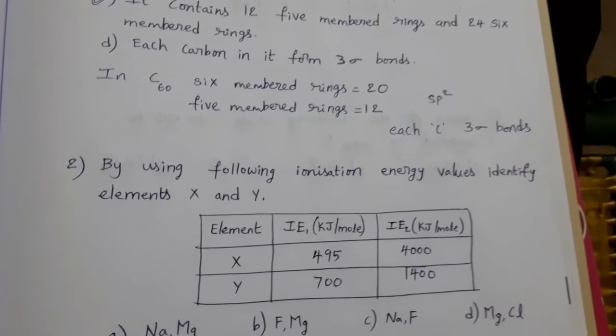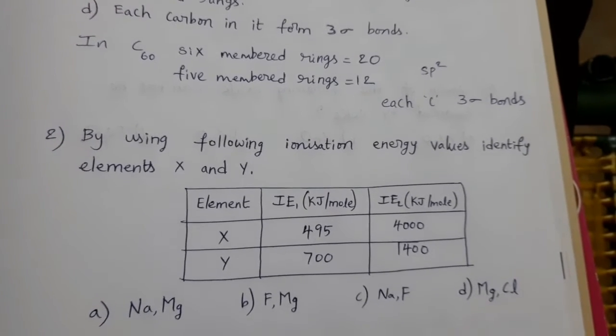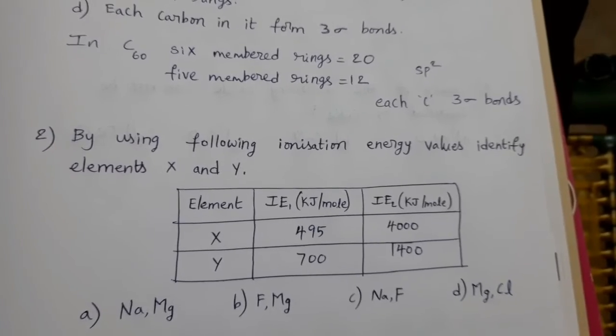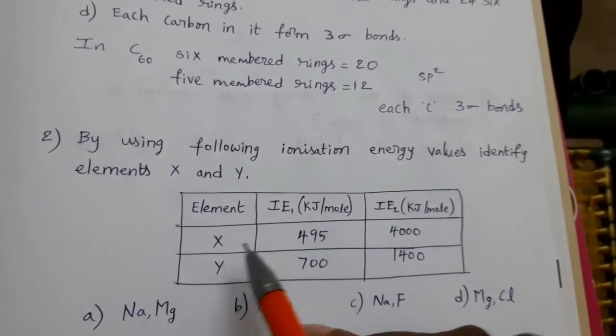Next, by using following ionization energy values, identify elements X and Y. First ionization and second ionization values are given in kilojoule per mole.